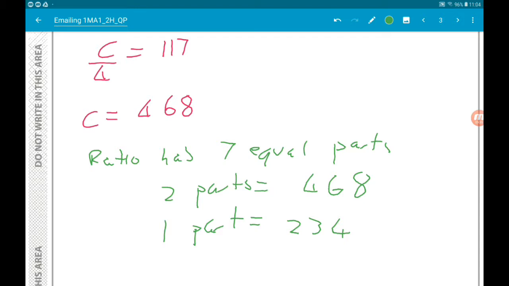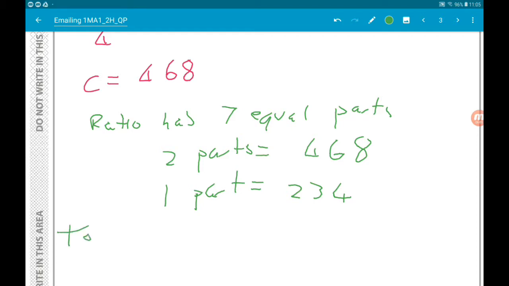Now, at this point, we could work out how many adults are there and add it to the total number of children, or we could just work out the total number of people. We now know that this is one part of the ratio. The ratio altogether has 7 of these parts. So the total number of people is 7 times 234.